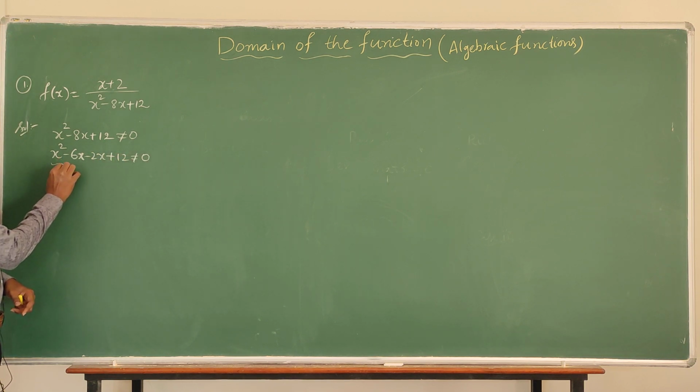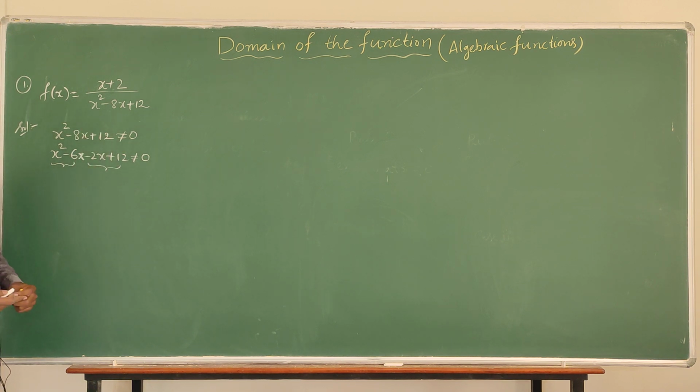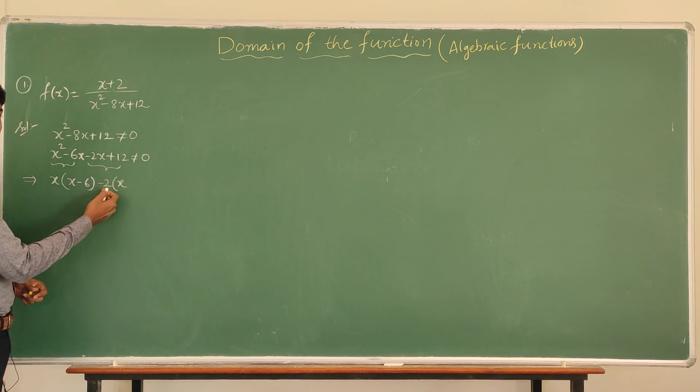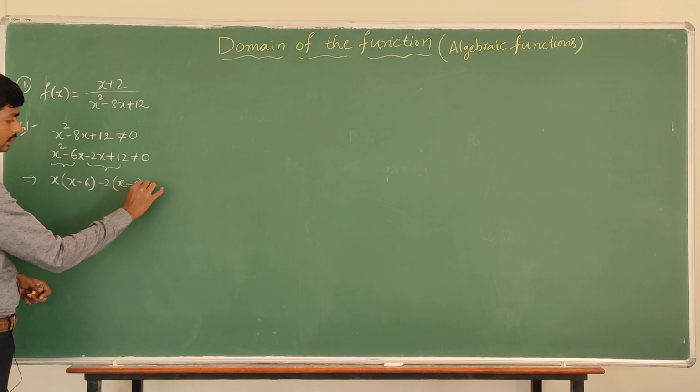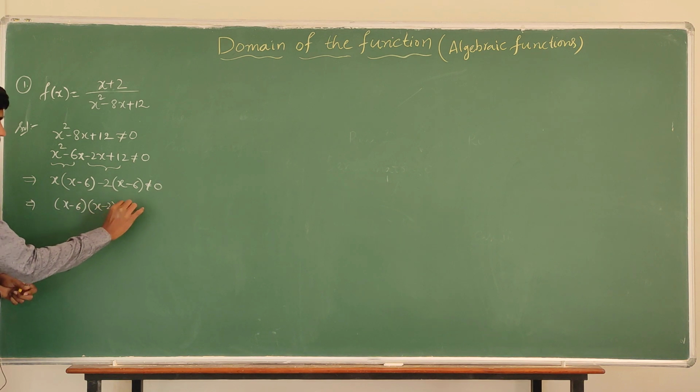So take x common from the first two terms and minus 2 common from the second two terms. If I take x common, x into x minus 6. If I take minus 2 common, minus 2 into x minus 6. So now in both the terms x minus 6 is common. So take x minus 6 common, and in the second term we have x minus 2, and this is not equal to 0.